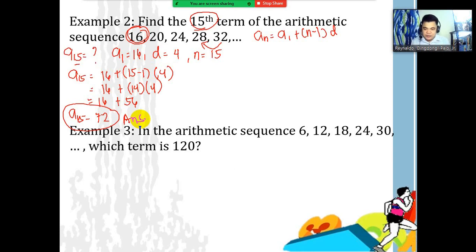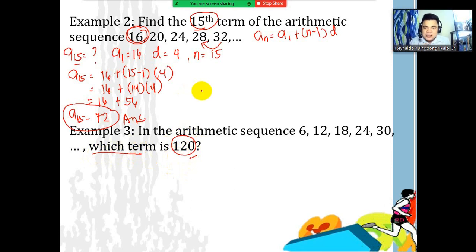Now let's have number 3. Example 3. In the arithmetic sequence 6, 12, 18, 24, 30, which term is 120? So in this case, guys, we are looking for the position of 120. Okay, because the question says which term. So it means that we are looking for the position of 120.